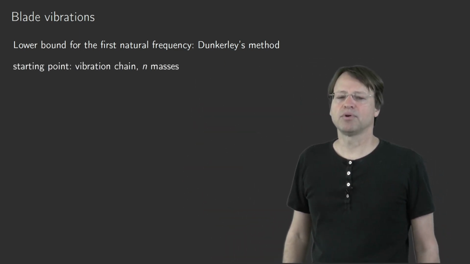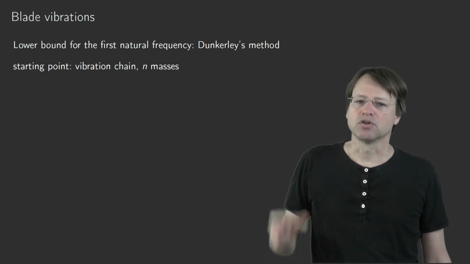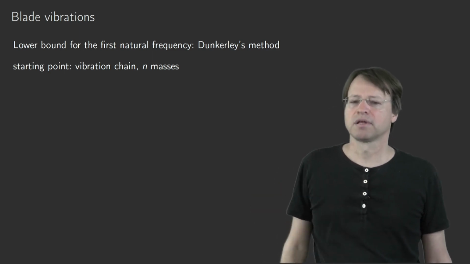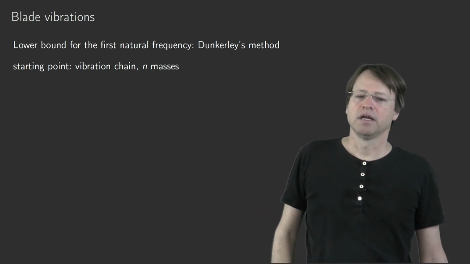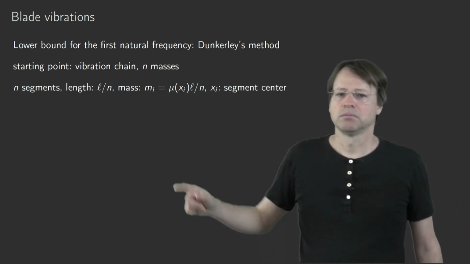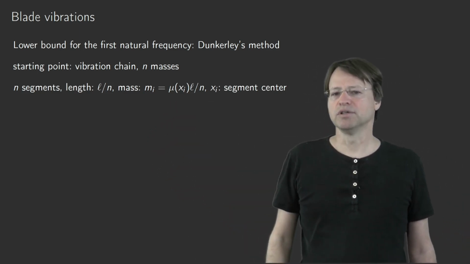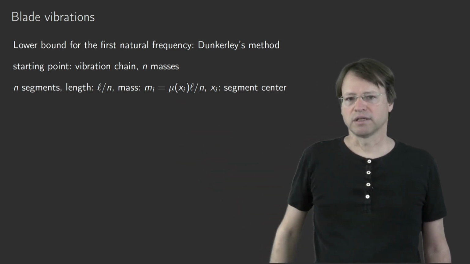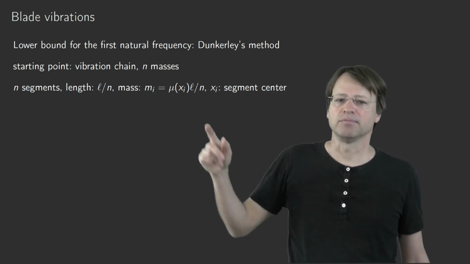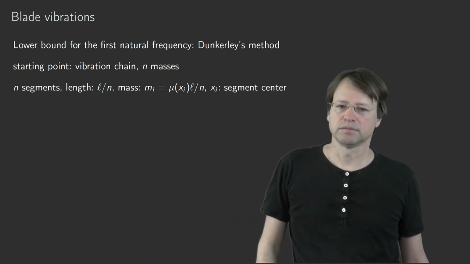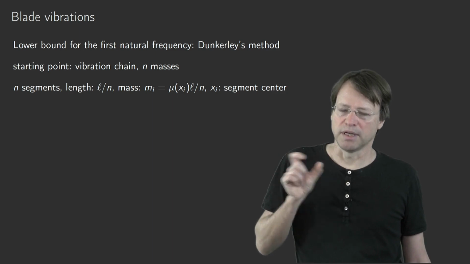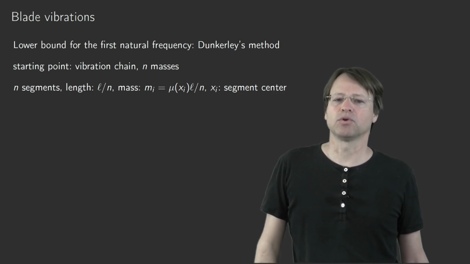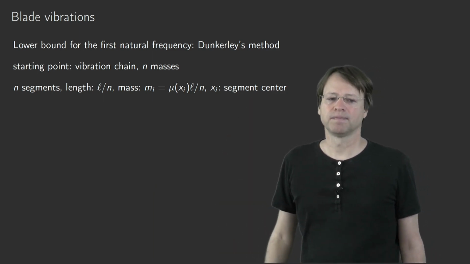So as I said, the starting point is a vibration chain with n masses. So we split our bar into n segments of equal length. The length is then L divided by n, and the mass is then, if mu happens to be different, so a non-homogeneous beam, mu of the center of that segment times L divided by n. So just an approximation, where you take the mass approximately constant in each segment.